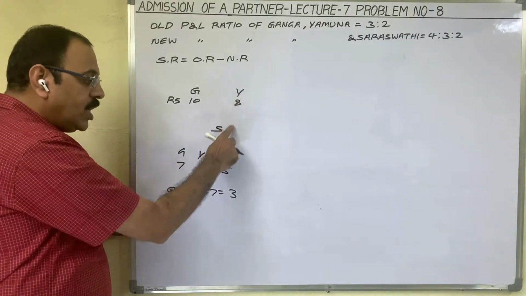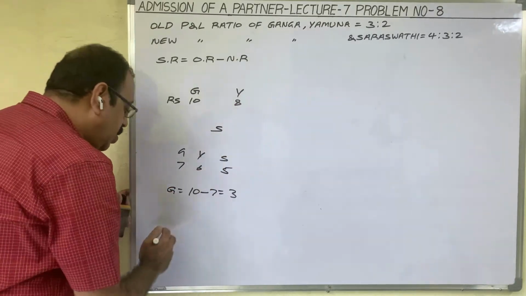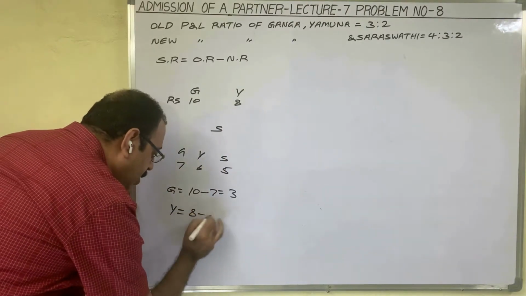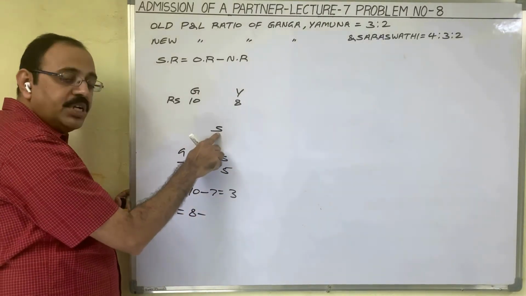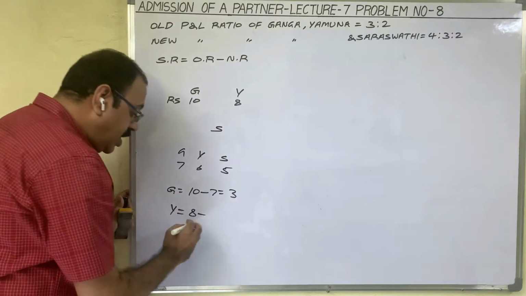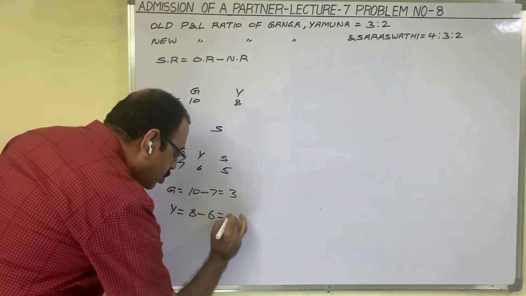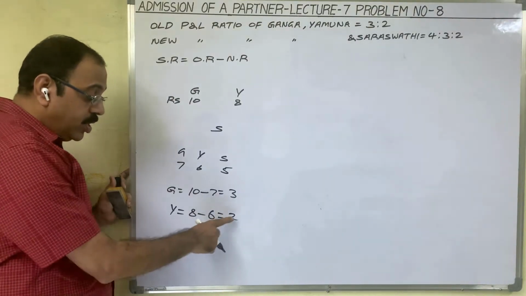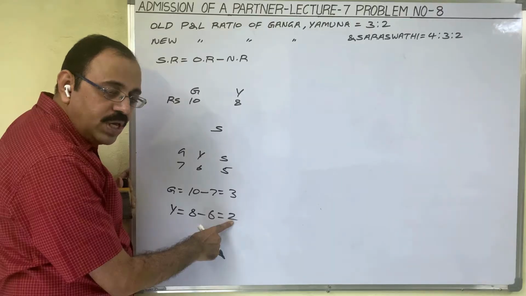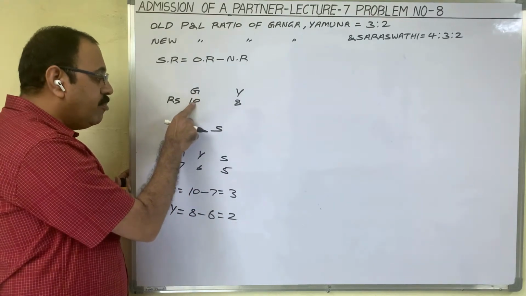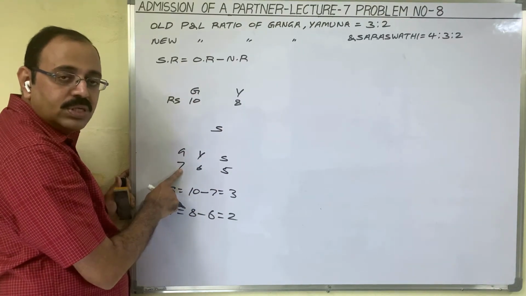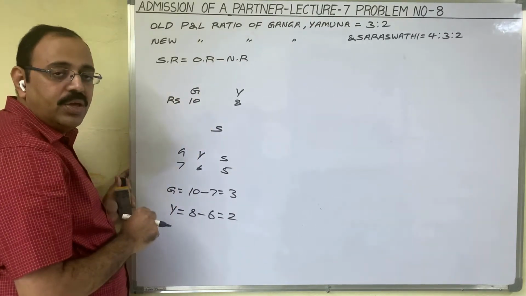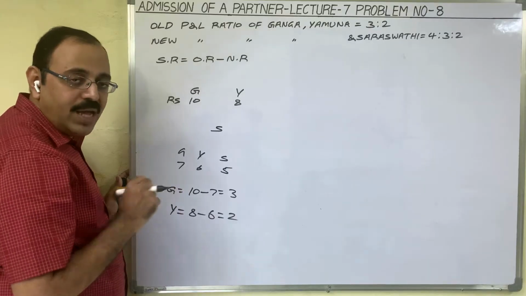How much amount did Yamuna sacrifice? Before admission of Saraswati, Yamuna's amount is 8 rupees, and after her admission, Yamuna has 6 rupees with her. So how much amount did Yamuna sacrifice to Saraswati? 2 rupees. So what are we doing here? Old amount minus new amount. If we do that, the amounts which they are sacrificing towards a new partner come.